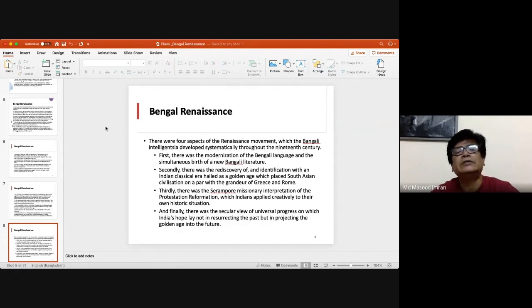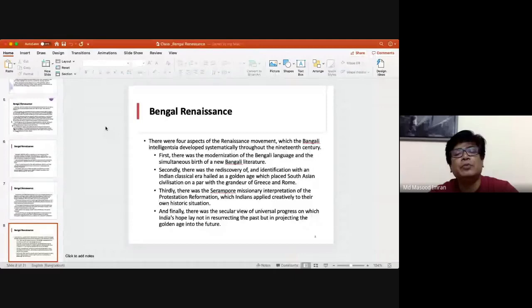And secondly, there was the rediscovery of and identification with an Indian classical era hailed as a golden age, which placed South Asian civilization on a par with the grandeur of Greece and Rome. So this is the first time Indian people and Indian society figured out that their civilization is also classical, same as Greek and Roman. So it made them proud, and they figured out on the world map that they had a very golden and rich past.